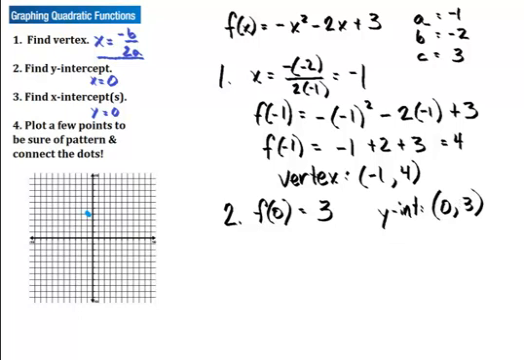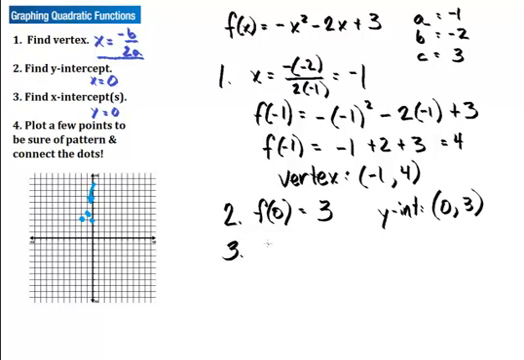Draw another dot. x is 0. 1, 2, 3. Okay. Now, since this top dot right here is the vertex, it reflects on either side. So I'm just going to go ahead and draw that dot because I know that's a point. Might as well, makes it easier on me.